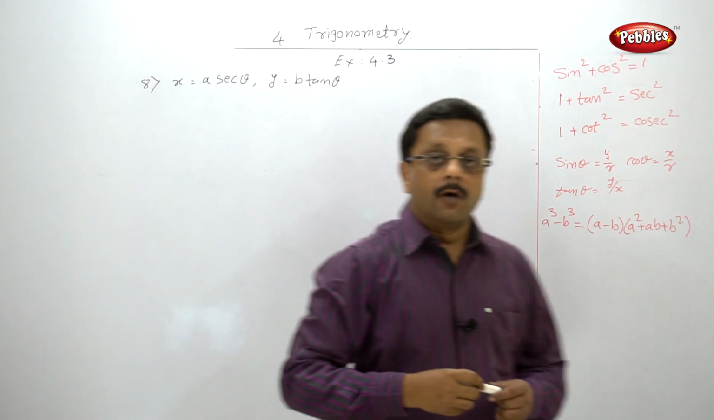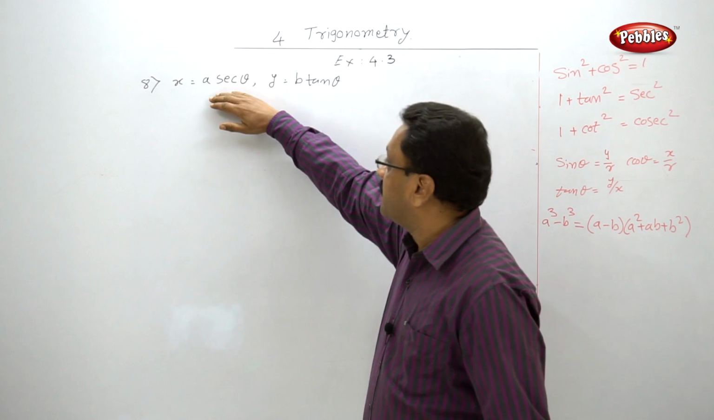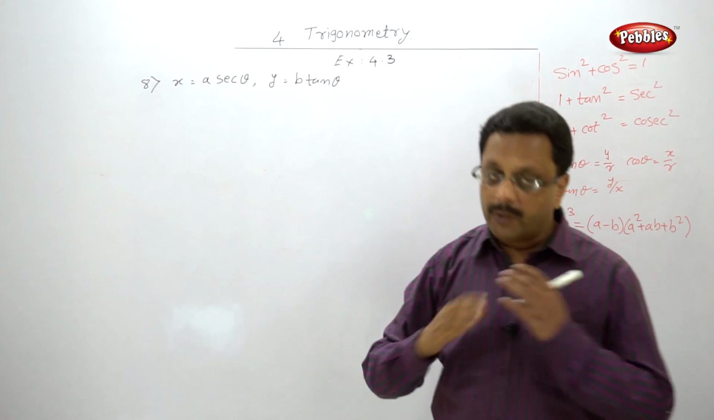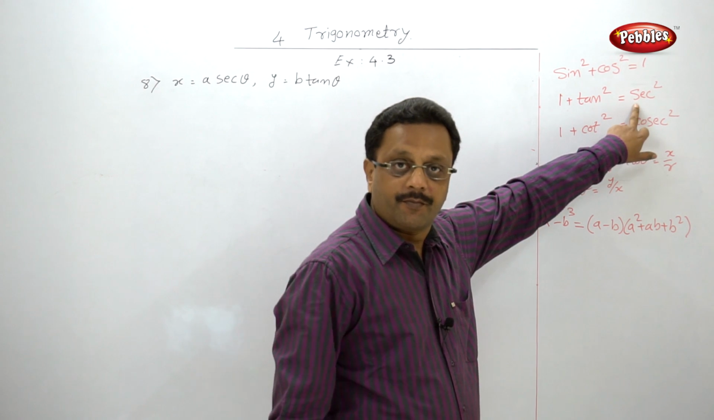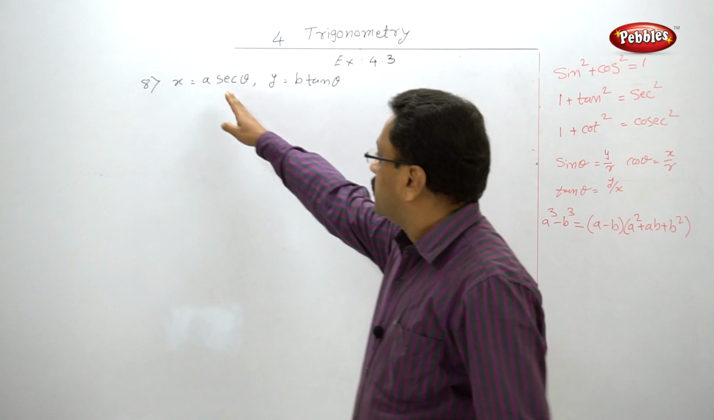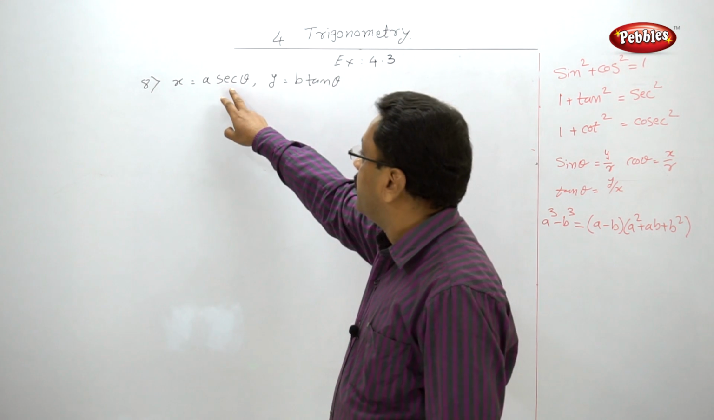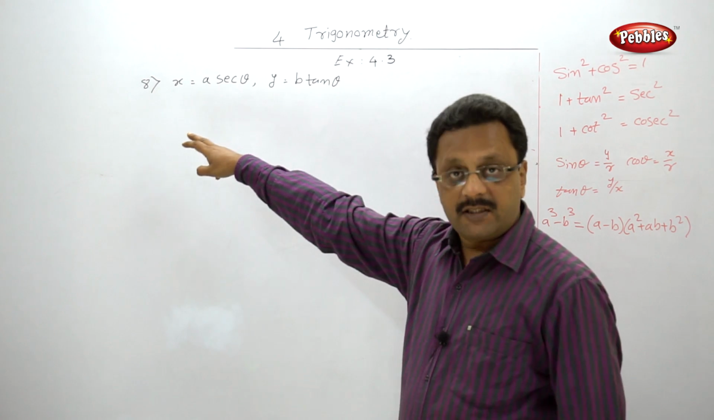Okay. Now we want to eliminate the theta. That means sec theta must be eliminated. Do we have any identity related to sec? Yes, we have here. But here it is sec-square, so we will square this. So we will get sec-square theta is equal to x square upon a square.